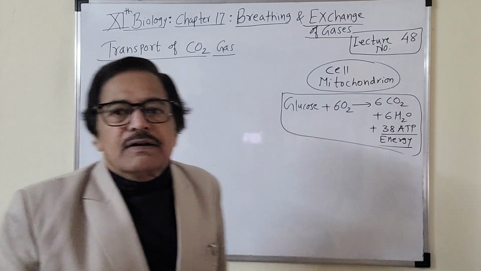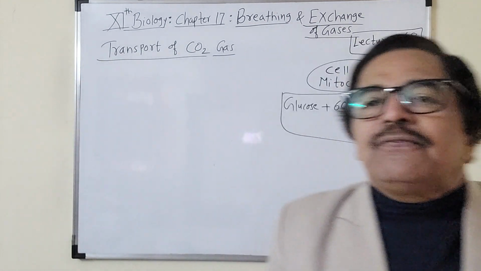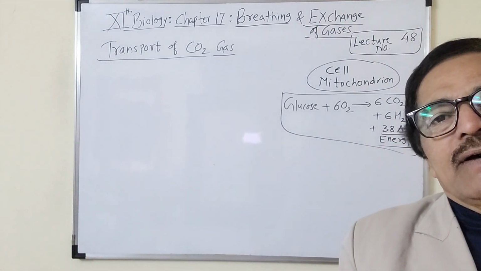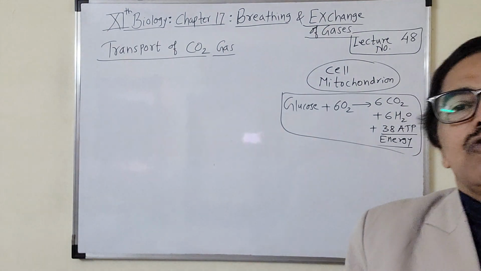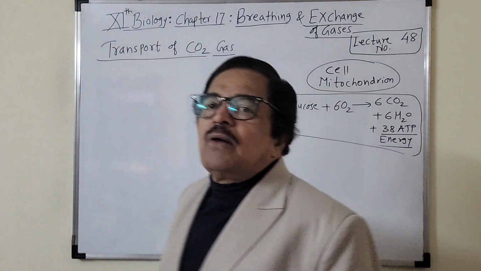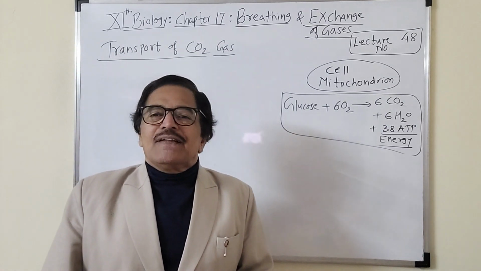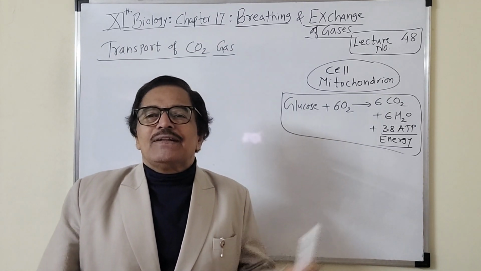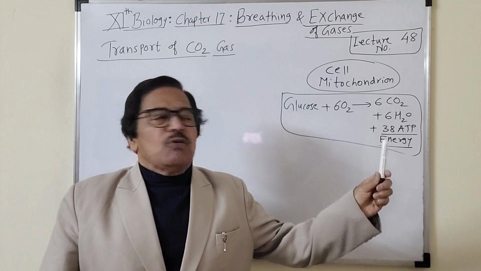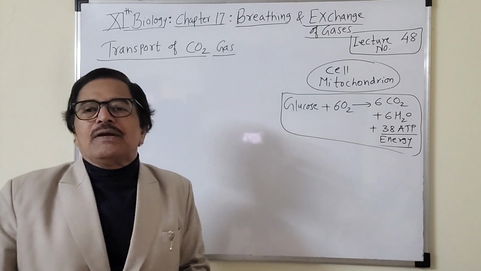I told you earlier that for every life activity energy is required, and that energy is utilized by the cells in the form of currency. What is that currency? ATP. And where is that ATP produced? By the aerobic respiration. For that purpose, oxygen is required to be carried.